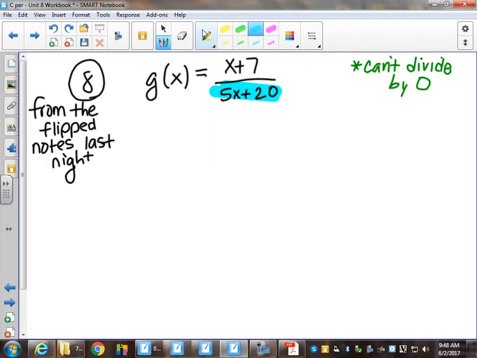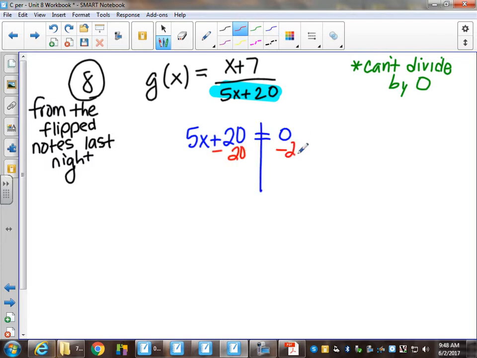Yes, so we highlight our denominator because that's what we're focusing on. We're going to take 5x plus 20 and set it equal to 0, because that's what we're trying to figure out. What would make this equal 0? So let's solve this. What will I do first? Subtract 20 from both sides. 5x equals negative 20. Divide by 5. X equals 4 or negative 4?